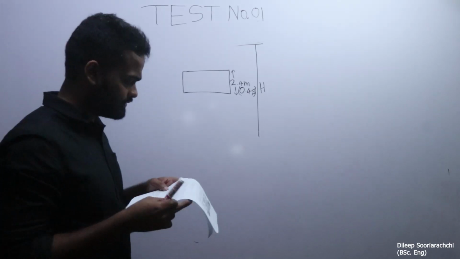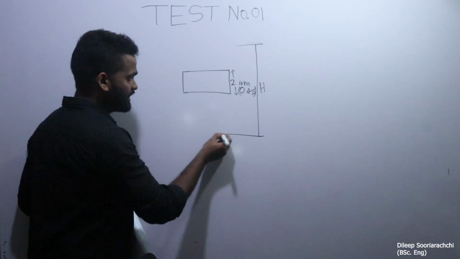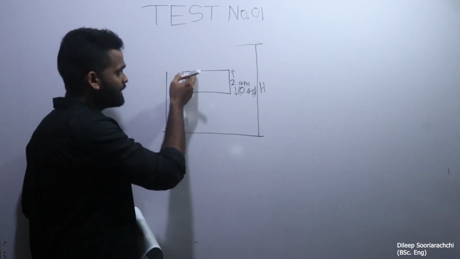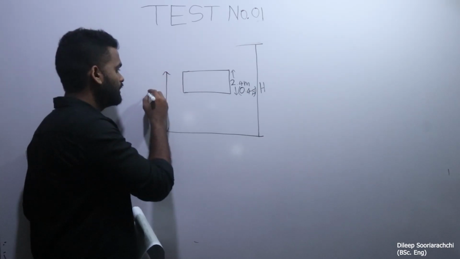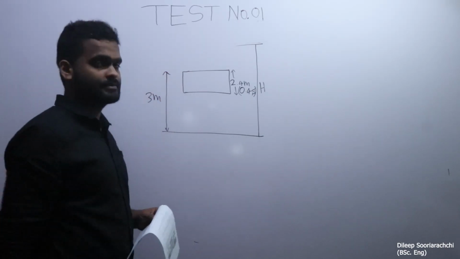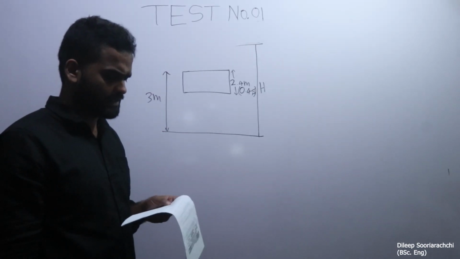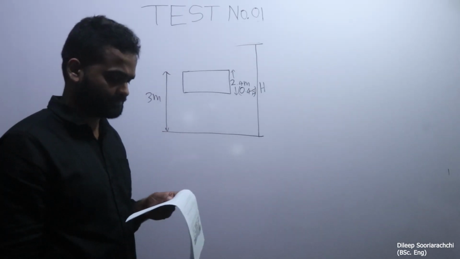Then they have given that the height from the ground to the top edge of the window is 3 meters. So those are the data. Then they are asking for the height of the tree.